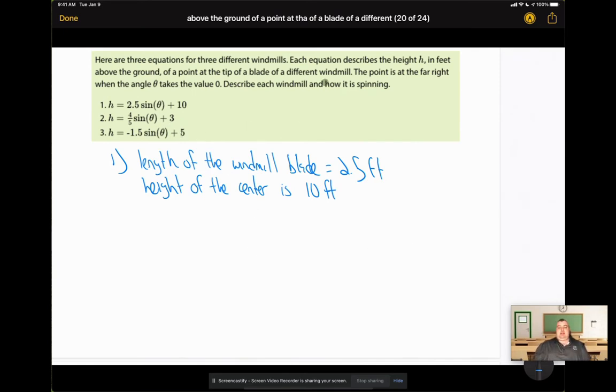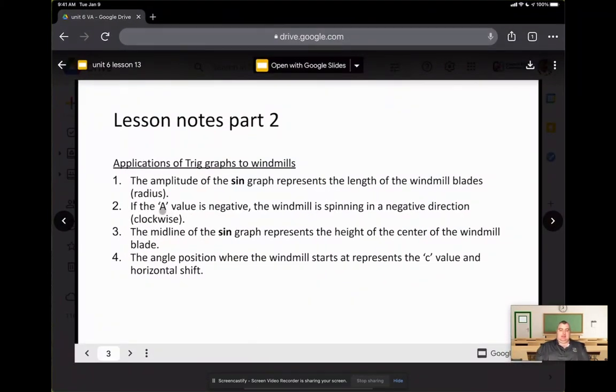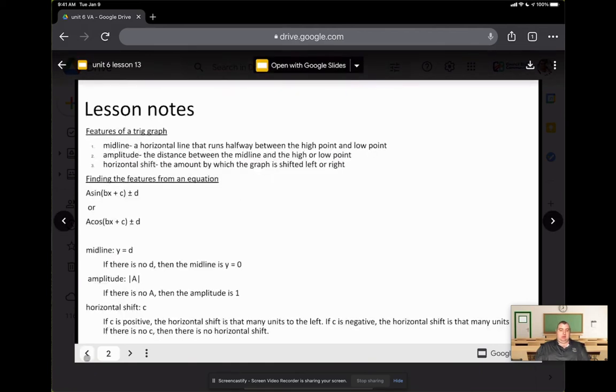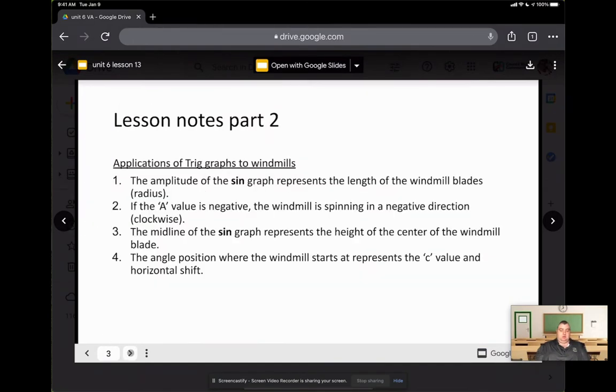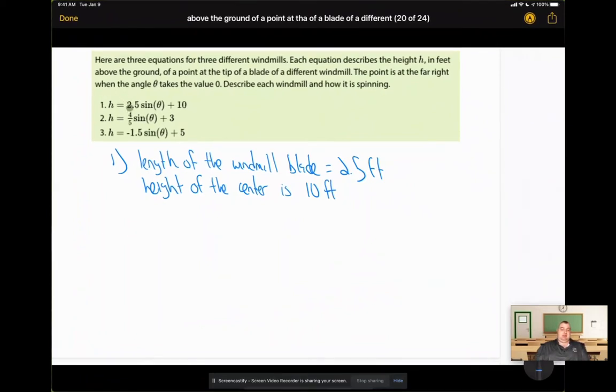And then the only other thing is how it is spinning. In other words, is it spinning clockwise or counterclockwise? Well, to figure that out, if the A value is negative, the windmill is spinning in a negative direction. In this case, the A value was positive, 2.5. So it is spinning in the positive direction, which means it's spinning counterclockwise.